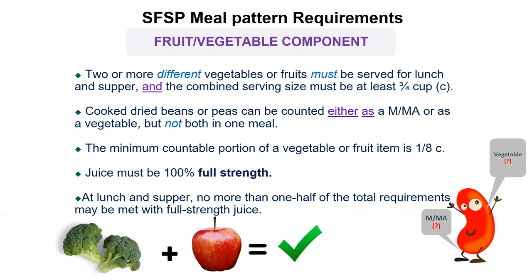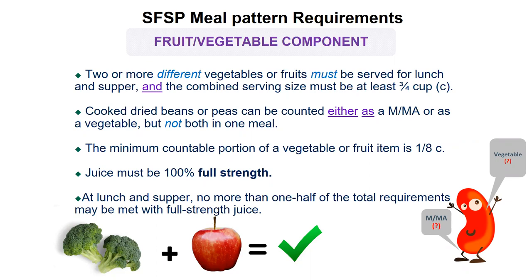The minimum countable portion of a vegetable or fruit item is 1/8 of a cup. So for example, if you're doing a side salad, you could have 1/8 of a cup of shredded carrots and 1/8 of a cup of diced tomato, which would give you 1/4 of a cup there. And then 1/2 cup creditable lettuce, and that would give you 3/4 of a cup in total, all from different vegetables, which is permissible, that's allowed. Again, any juice that's being offered under the fruit vegetable component must be 100% full strength. It can't be a fruit drink or fruit mix or anything like that. It's got to be 100% fruit juice or vegetable juice. And as I mentioned before, at lunch and supper, no more than 1/2 of the total requirements per day may be met with full strength juice.